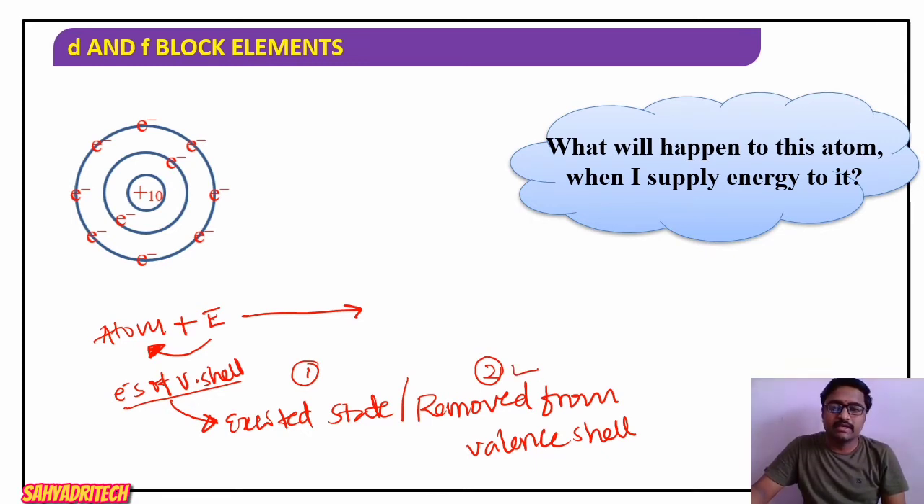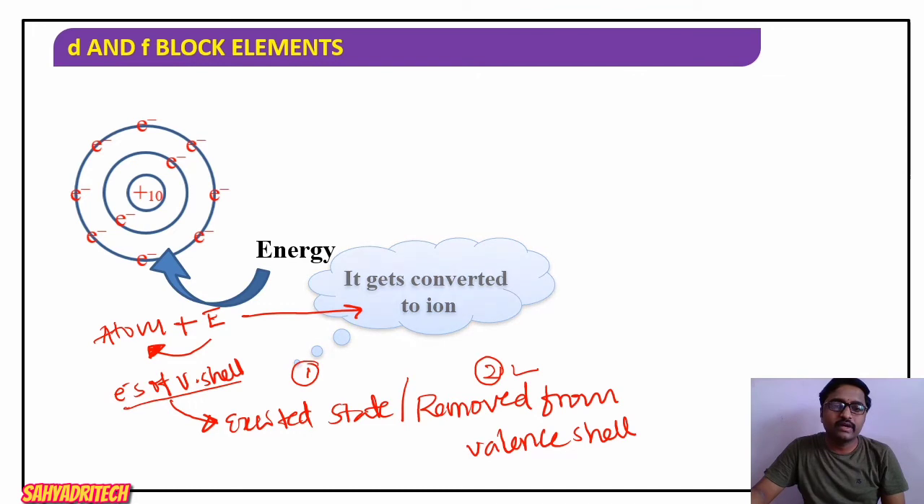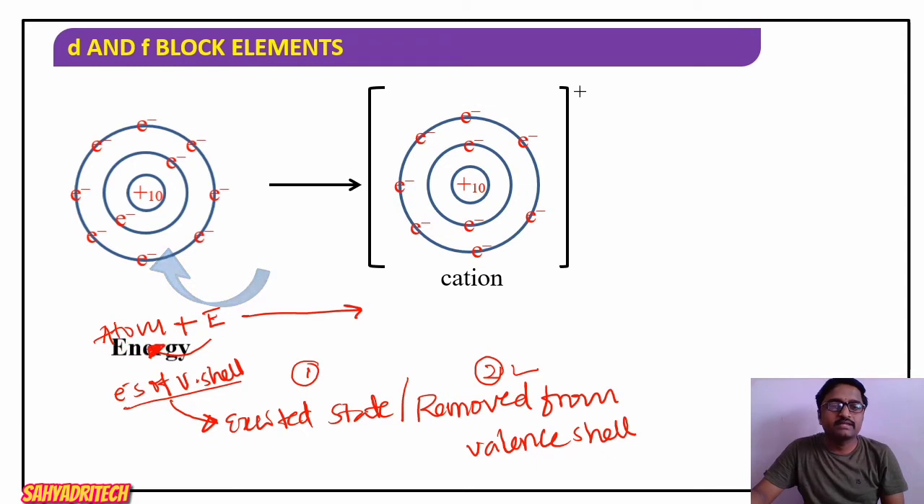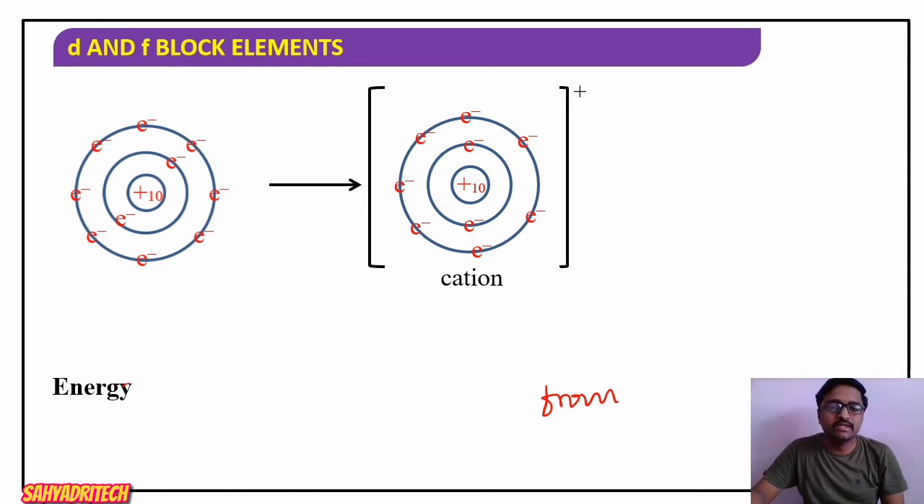Well, we consider the second possibility. When energy is supplied to an atom, it gets converted into an ion, which means the electron is removed from the valence shell. Once electrons are removed, the number of electrons will be less and the number of protons will be more. Then obviously that ion is going to carry a positive charge, therefore it is named a cation.